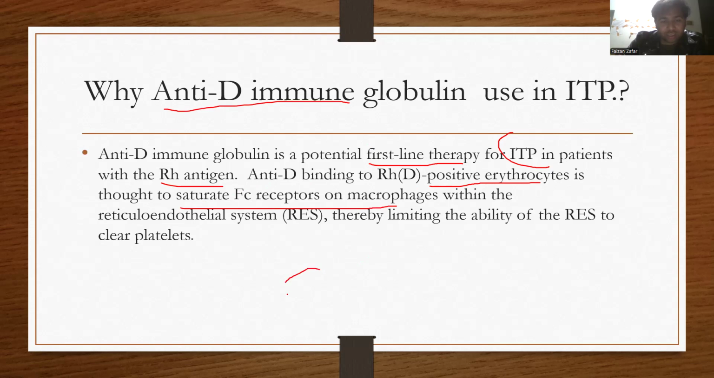So let's suppose this is the RBC and this is anti-D immunoglobulin. Macrophages have an Fc receptor. Macrophages bind with this, and in this way all the macrophage Fc receptors are saturated. So in this way, the destruction of the platelets will be reduced, right?